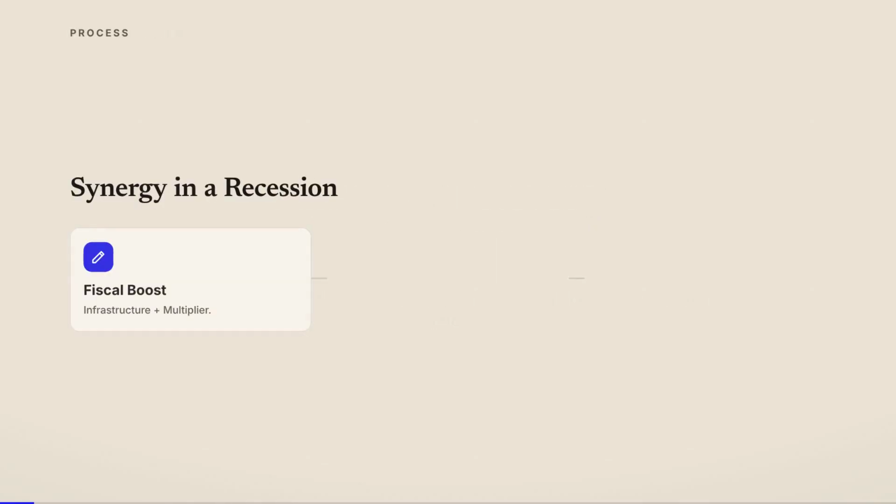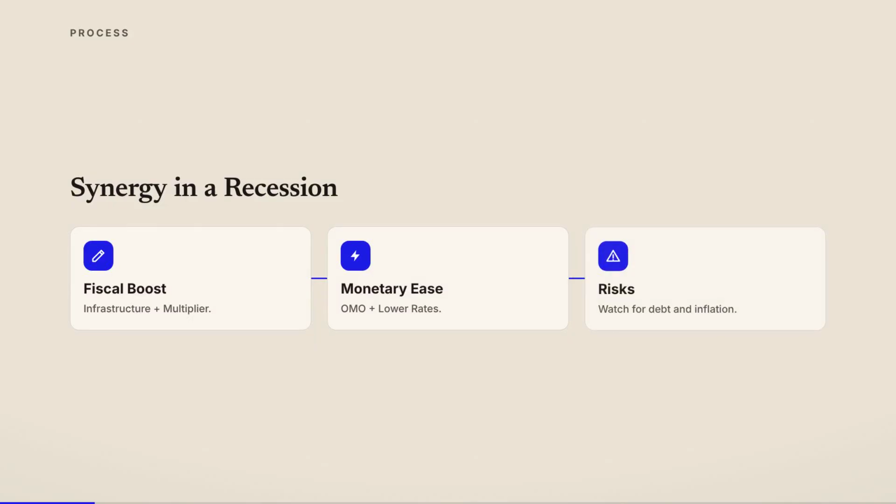Let's put it all together with a case study. Imagine a deep recession. The government might implement discretionary fiscal policy, like a massive infrastructure project. This spending is amplified by the 1 divided by 1 minus MPC multiplier. Simultaneously, the Fed performs open market operations, buying bonds to lower interest rates. Together, these actions boost aggregate demand from two sides. However, they must watch for crowding out if government borrowing gets too high, and they must be wary of the quantity theory's warning on long-term inflation.